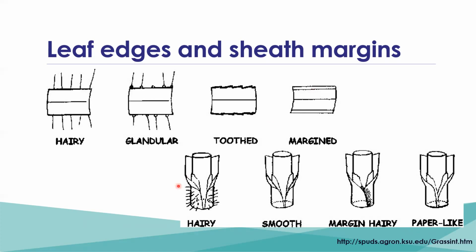And then on the sheath itself, you want to take a look if it's hairy or smooth, or maybe just the margin has a fringe of hair, or if there is that, again, paper-like margin on the outside.